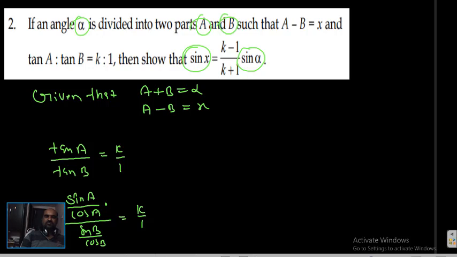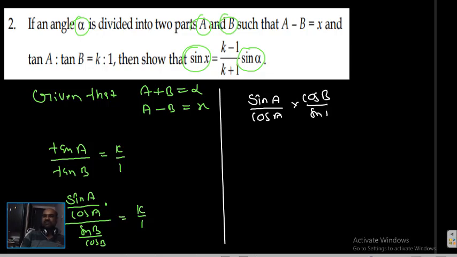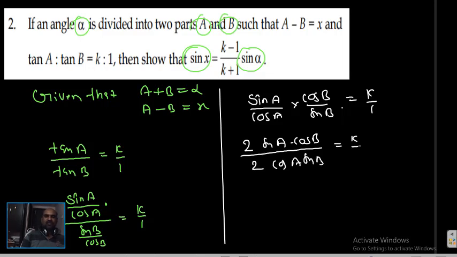Listen students. So what happened? This is sin A into cos A by cos A, this fraction becomes reverse, cos B by sin B, equal to k by 1. Just I am multiplying by 2 on both numerator and denominator: 2 sin A cos B by 2 cos A sin B equal to k by 1.